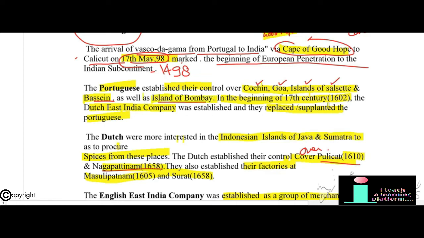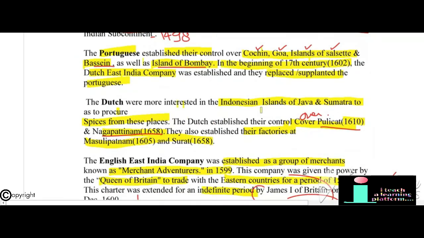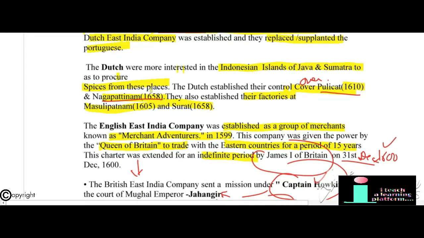In the beginning of the 17th century, in 1602, the Dutch East India Company was formed and established their factories there, and they replaced the Portuguese. The Dutch were more interested in the Indonesian islands of Java and Sumatra so as to procure spices from these places.